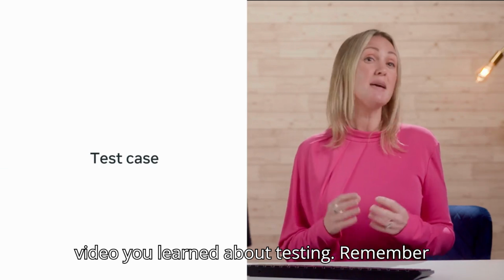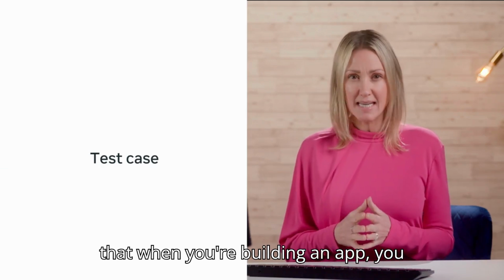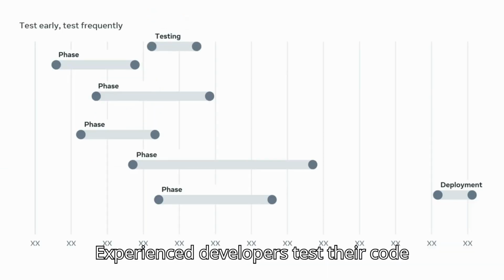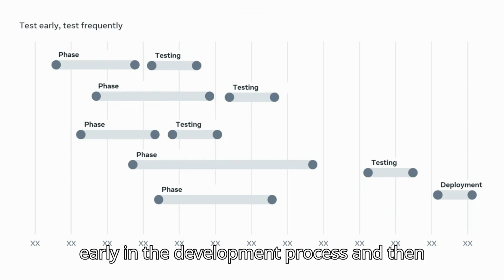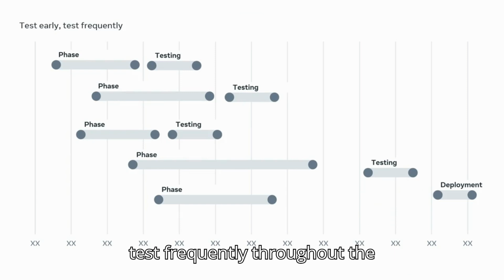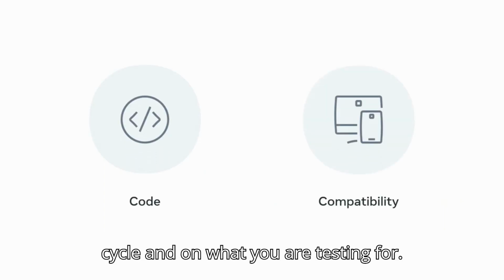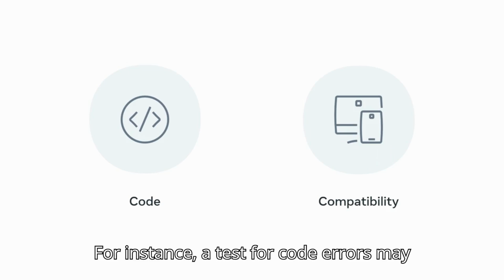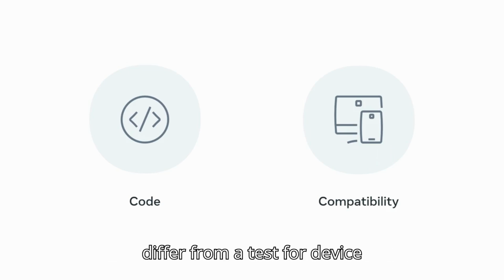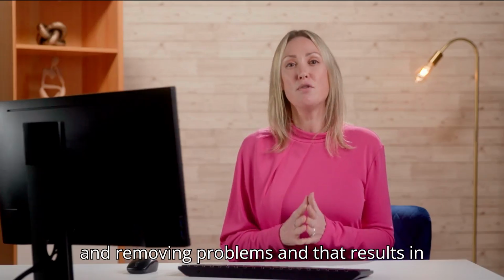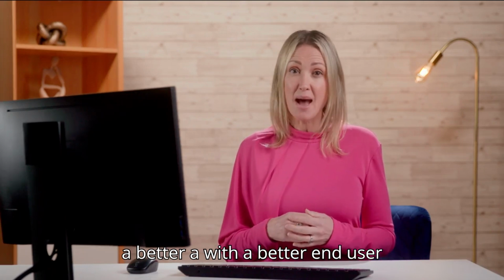In this video, you learned about testing. Remember that when you're building an app, you want to make sure it works, and the only way to check that is by testing it. Experienced developers test their code early in the development process and then test frequently throughout the development cycle. The type of testing and the product used for testing depend on where your code is in that cycle and on what you are testing for. For instance, a test for code errors may differ from a test for device compatibility. Testing leads to locating and removing problems, and that results in a better app with a better end-user experience.